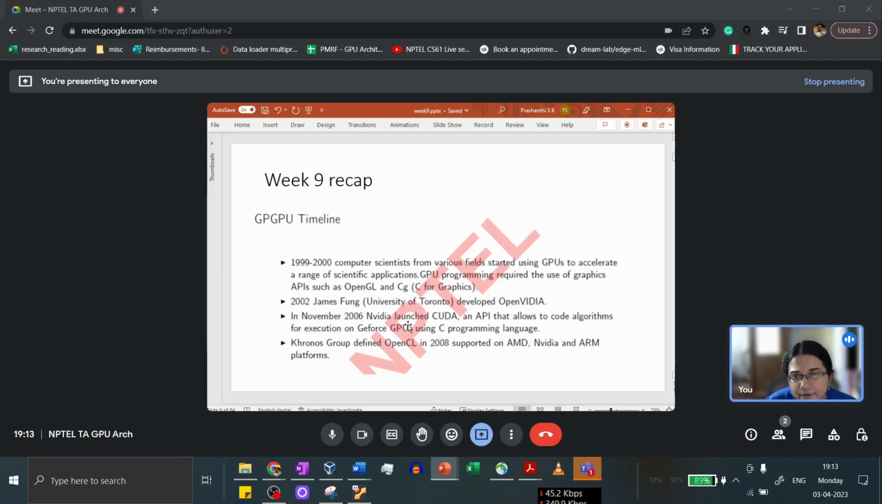Then of course everyone has heard of CUDA, and we have studied it in great detail. That was around 2006. But the thing about CUDA is it was only for NVIDIA GPUs. It was a proprietary language. Shortly after that, the Khronos Group, which consists of various industry stakeholders, came together in 2008, a couple of years after CUDA was launched, and defined OpenCL. OpenCL supports AMD, NVIDIA and ARM platforms, and as you will see in later slides, it not only supports GPUs but also other platforms like DSPs, FPGAs and CPUs.